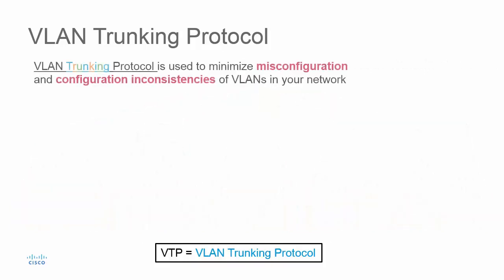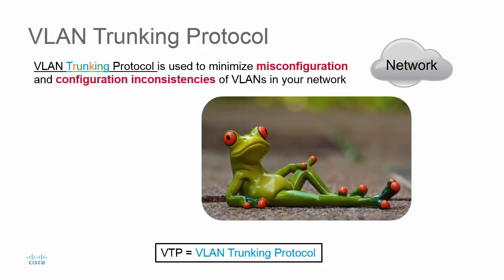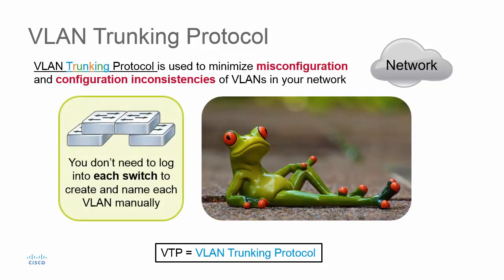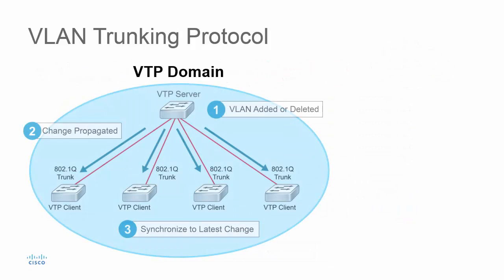VTP is a protocol that facilitates the management of VLANs across several switches in the network. Using VTP basically makes your life easier. You don't need to log into each switch to create and name each VLAN manually. Also, if you're used to manually managing VLANs on each switch in your network, well, that works well for a few switches, but VTP is a better solution for a larger network. So let's take a look at how VTP actually works.